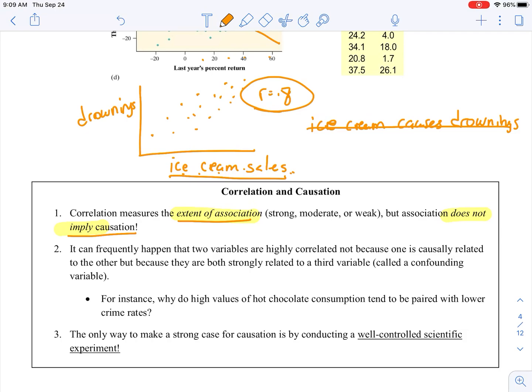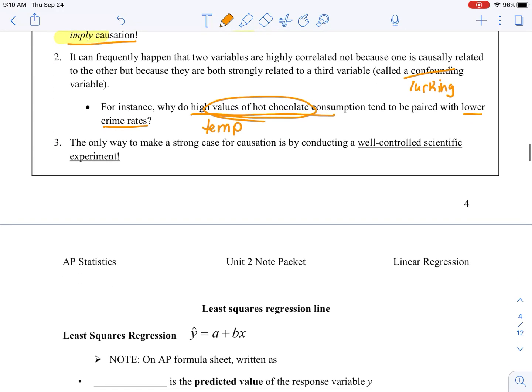For instance, here's another one. High values of hot chocolate are consumed with lower crime rates. And this is also temperature related. Temperature is going on in the background. If we're having high values of hot chocolate, that means it's cold out. When it's cold out, our crime rate goes down. And actually, I'm going to strike that out. That's not a confounding variable. This is called a lurking variable. We'll talk about what confounding is versus lurking later on. The only way to make a strong case for causation is, again, a well-controlled scientific experiment.